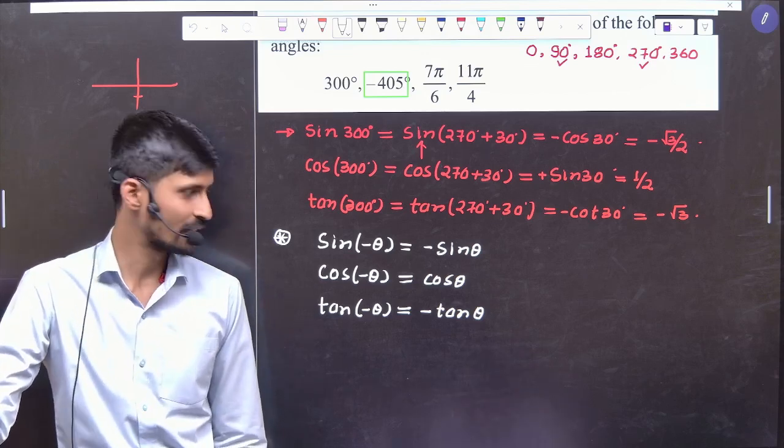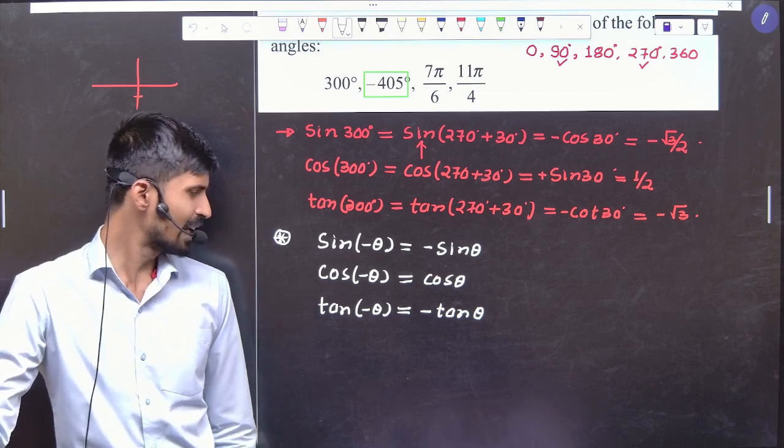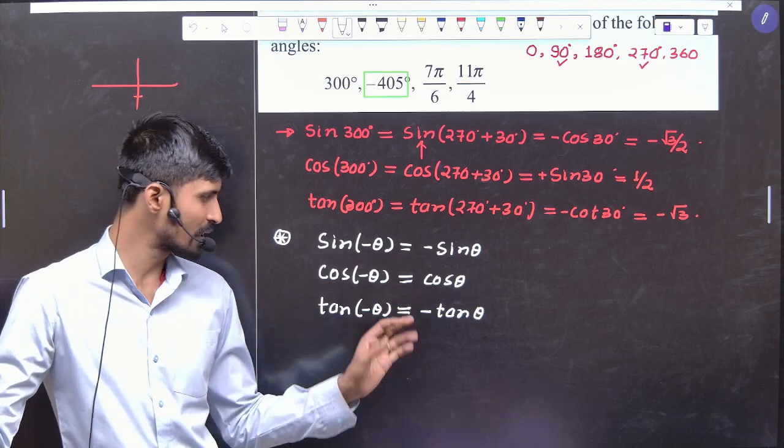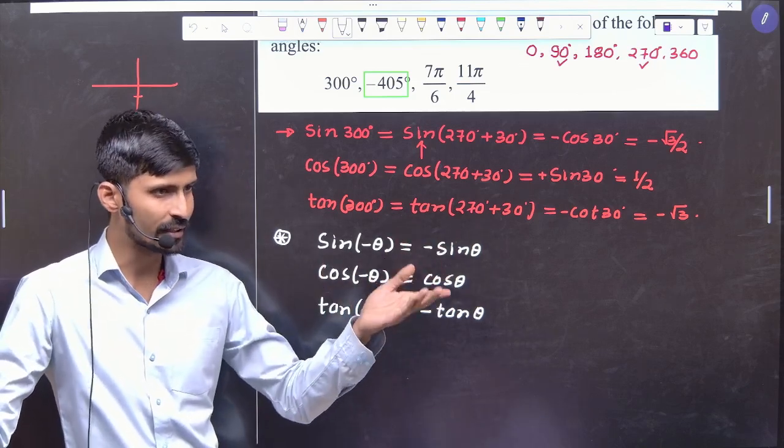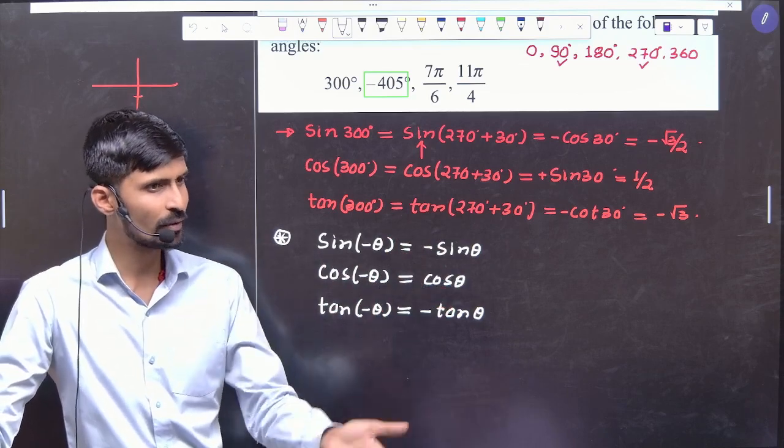You ask me after class. Okay. But that was correct, somehow it was correct only. Negative means reversing. Cos minus 30, the minus will vanish, that will be cos 30 only.